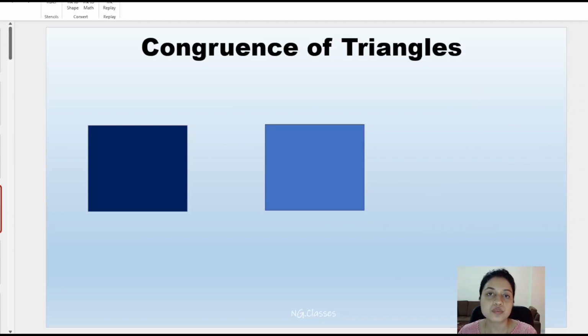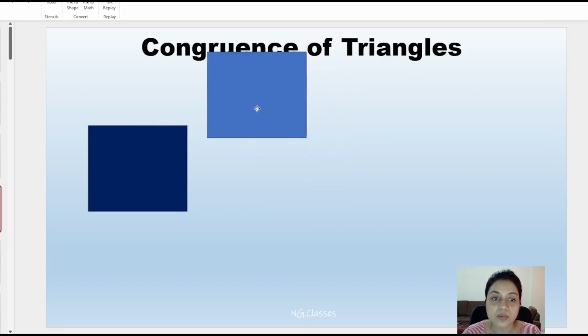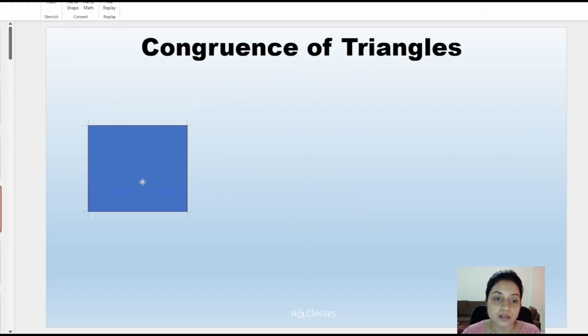So here we are having two squares and we have to check whether these two squares are congruent with each other. That means exactly same with each other or not. So that means the measurement of these two squares must be exactly same with each other. Now just by looking at the picture, it will not be fair enough to decide whether these two squares are same or not. So what we can do here is to just take the second square and place it on first square. Here we can see the second square is completely covering the first square.